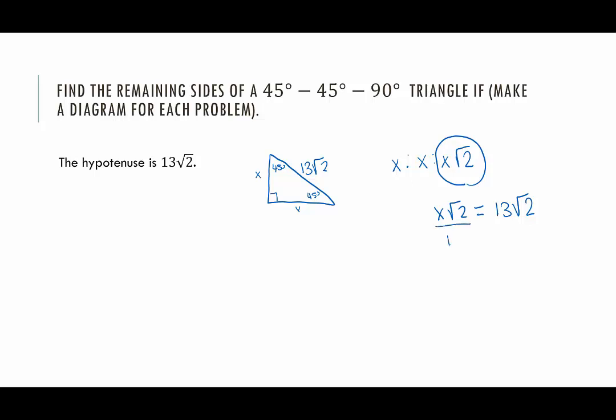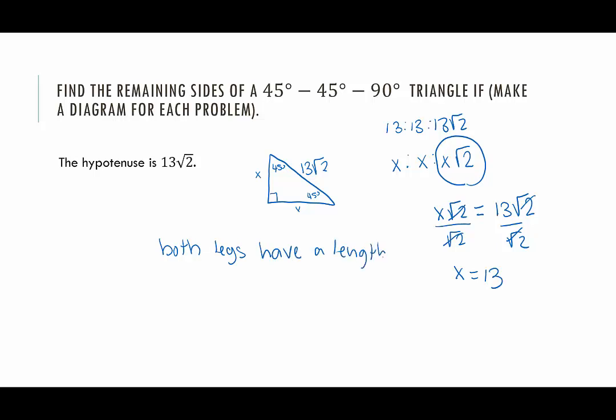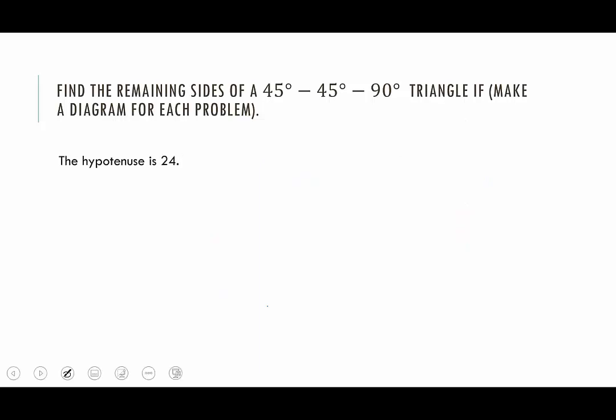We're going to divide both sides by the square root of 2. That's going to cancel here. Oh, look, it cancels over here, and we end up with x equals 13. So what this means is that we have the ratio 13, 13, 13 radical 2. And we know that both legs have a length, and we don't have units here, so we're just going to say 13, and that's going to be it. 13.